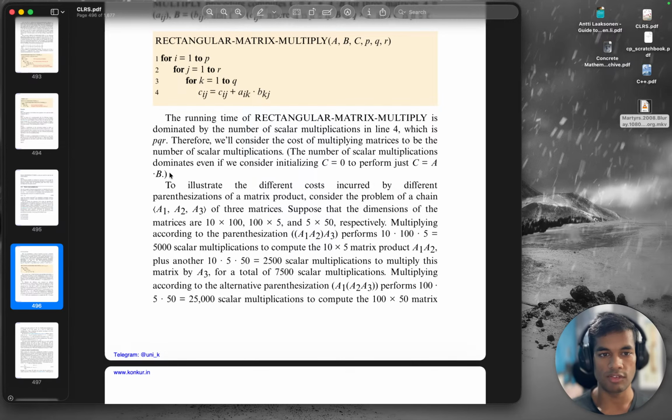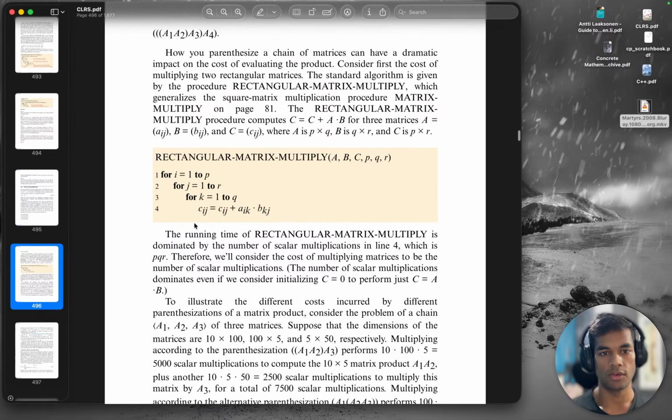Okay, so when we multiply two matrices, the cost of that multiplication we are defining by the number of scalar multiplications that we have to perform, and that is going to be P into Q into R. P is the number of rows in matrix A, Q is the number of columns in matrix A and also the number of rows in matrix B, and R is the number of columns in matrix B. That is going to be the cost for multiplying two matrices A and B.